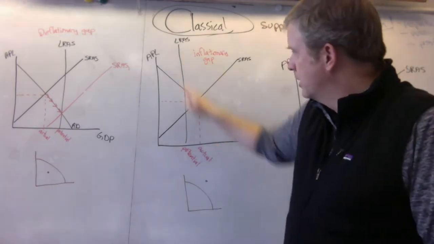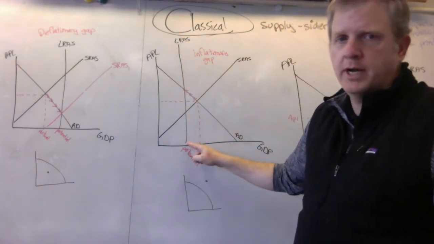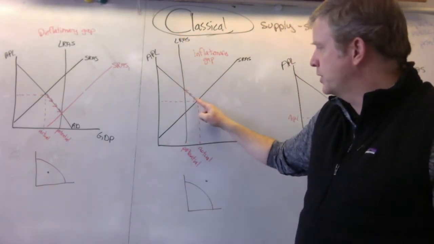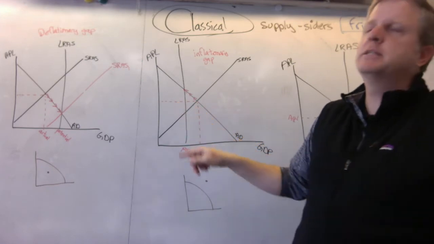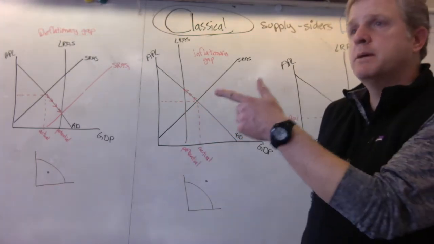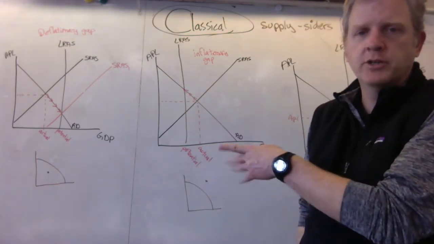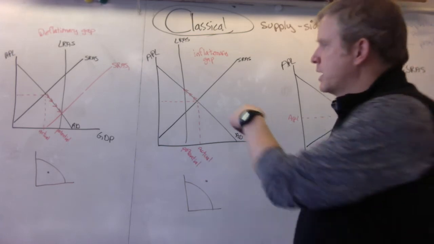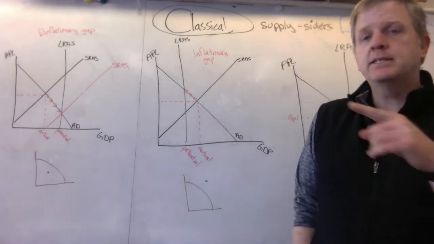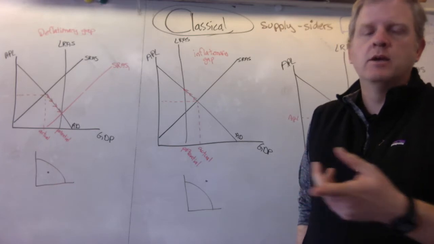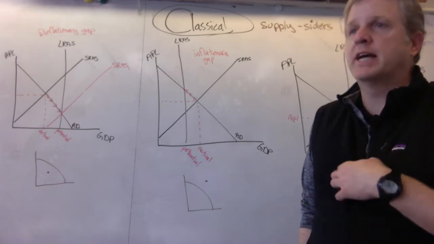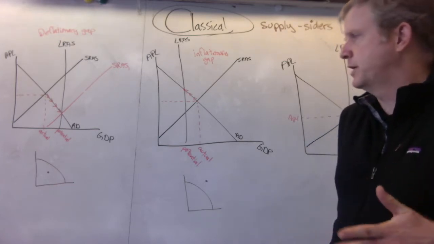Because at the potential output, all the factors of production are at full employment. At this point, they're beyond full employment. This means that there's greater demand for those factors of production than there is the ability to supply. We're working beyond capacity. Anytime we're working beyond capacity with any of our factors of production, that's going to push the prices of those factors of production up.